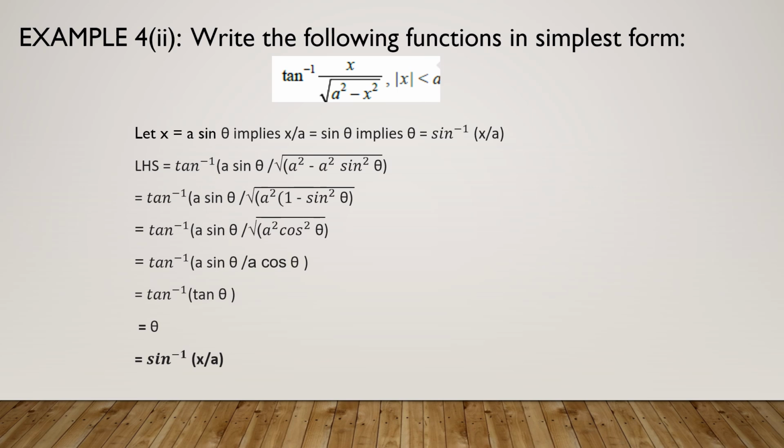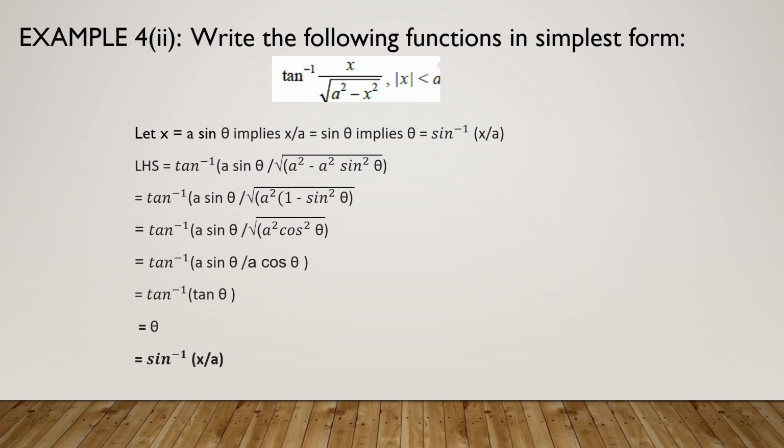So left hand side is tan inverse of a sine theta, correct? X is over here a sine theta. So tan inverse of a sine theta upon root of a square minus x square. X square is a square sine square theta. So tan inverse of a sine theta upon root of a square into bracket 1 minus sine square, which is cos square. So the left hand side will become tan inverse of a sine theta upon a cos theta. So a gets cancelled, so it is tan inverse of tan theta.